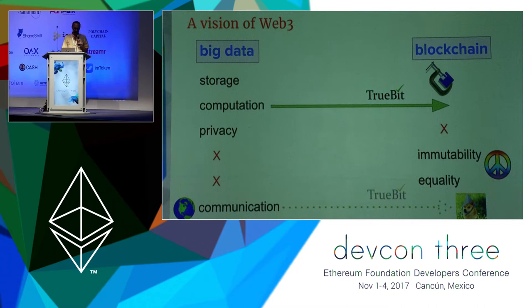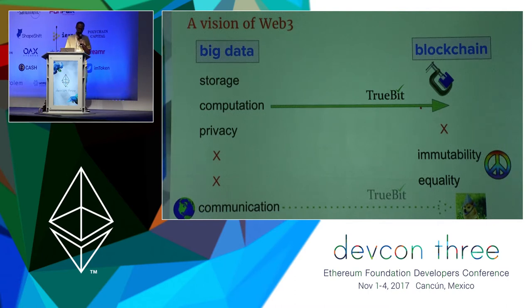Well, Ethereum sacrificed all of these for a property we called immutability. And that's what makes blockchains amazing. They're immutable. They have some sort of democratic equality properties to them. It's time to bring the big data back onto the blockchain. So TrueBit is taking this piece right here, computation, and that's what we're bringing onto the blockchain.